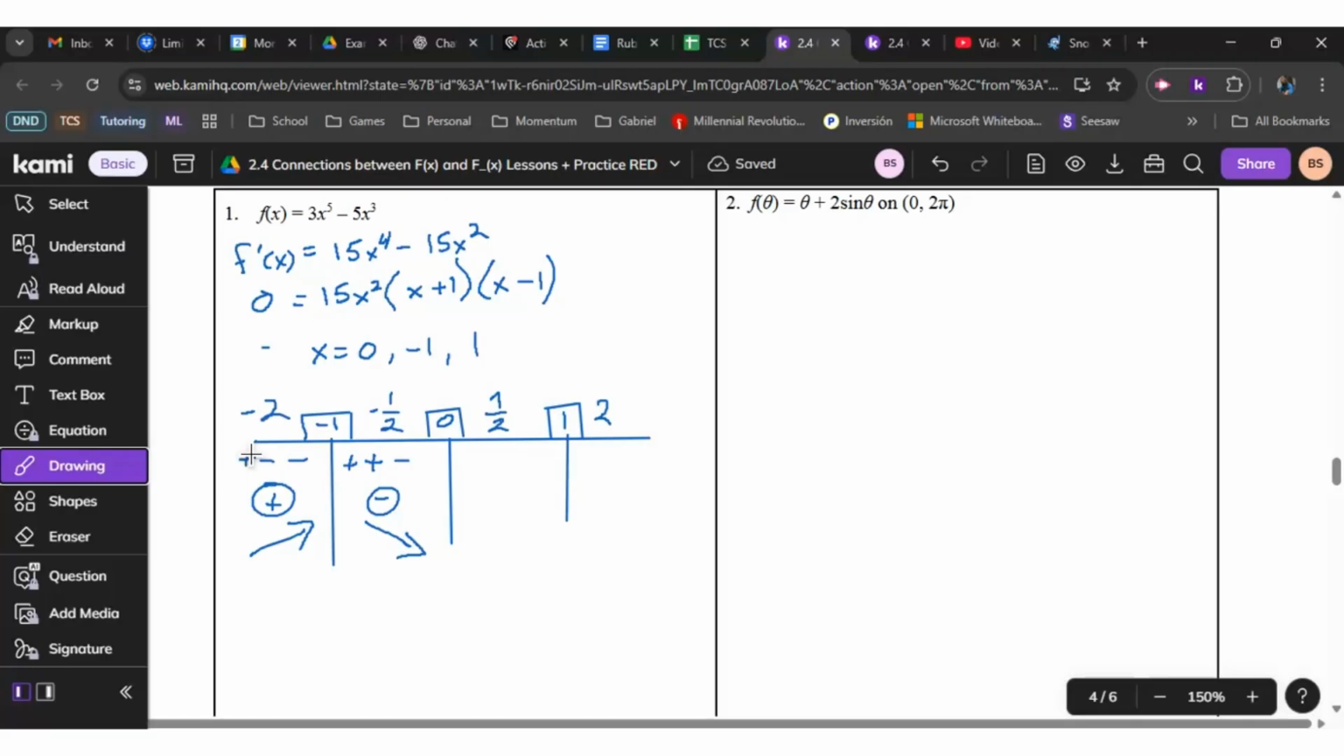All right, so let's plug in a half. Anything squared is positive. 1/2 plus 1, positive. 1/2 minus 1, negative. It's negative, it's decreasing. Then let's plug in 2. Anything squared is positive. 2 plus 1, positive. 2 minus 1, positive.